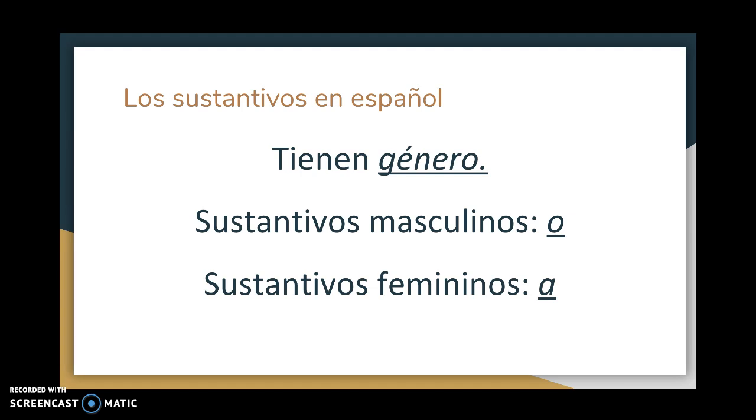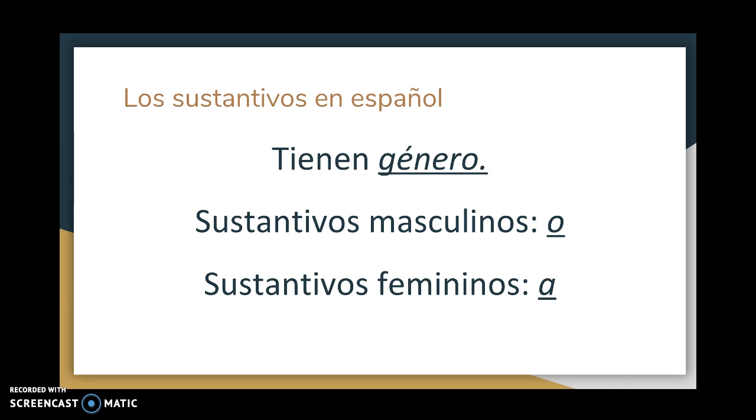Now you need to be aware, of course, that there are irregularities, such as el lápiz, which is a masculine noun, or la mano, which means the hand, and is a feminine noun. And those you're just going to have to try to find and do your best to memorize. However, for the most part, it's going to be in your best interest to try to remember that most masculine nouns can be recognized because they end with the letter O, and most feminine nouns can be recognized because they end with the letter A.